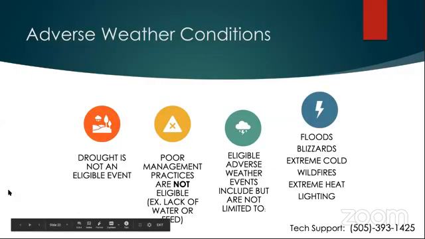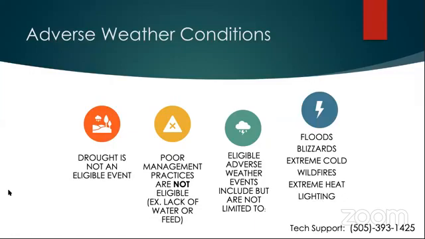So adverse weather conditions. Unfortunately, drought is not an eligible weather event that we can claim on this program. Also, poor management practices aren't eligible. Hopefully nobody is doing this, but definitely in the summer months, we need to make sure that our animals do have adequate water and feed out there, especially right now that we are in some pretty severe drought areas. You know, we need to be taking care of our animals, doing our due diligence to keep them surviving through the summertime and without as much feed as they're used to. So, you know, we will not reward poor management practices with this program.